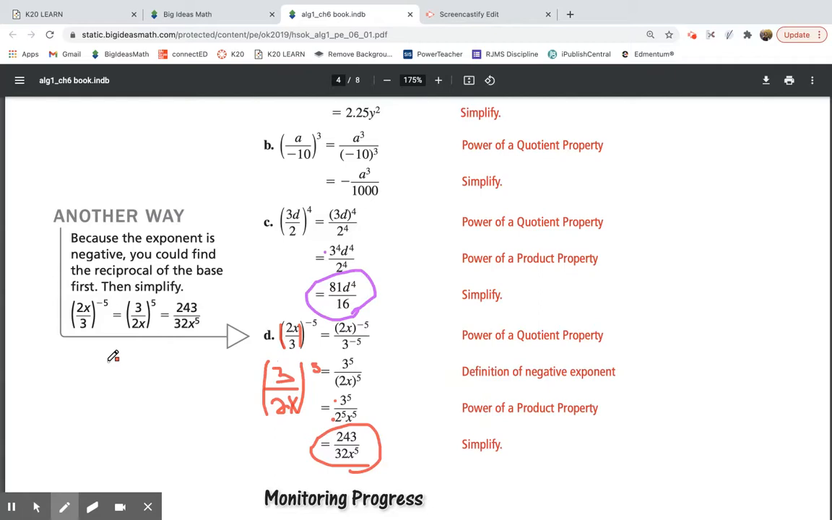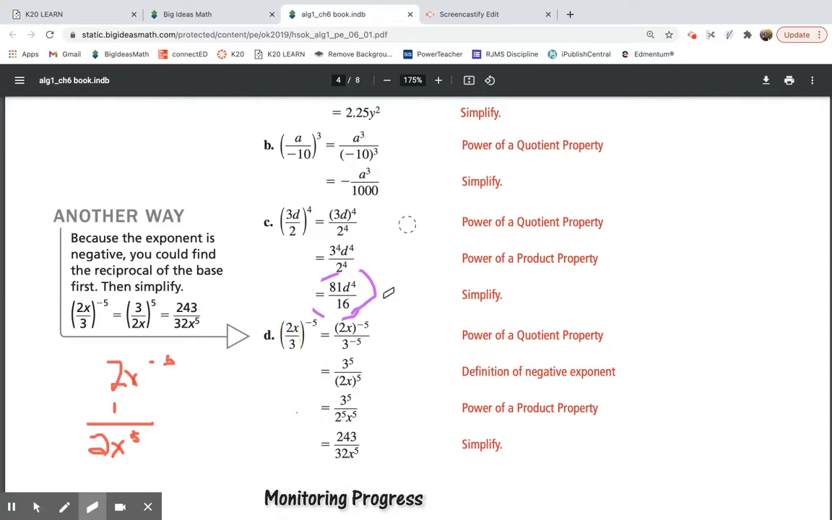Because just like if it was 2x to the negative fifth, we know to rewrite that, it would become 1 over 2x to the positive fifth power. Well, then we have to do the same thing with that bottom number, 3. So when we flip them, they just switch places. The one on top goes to the bottom, the one on bottom goes to the top. So that final answer was 243 over 32x to the fifth power.